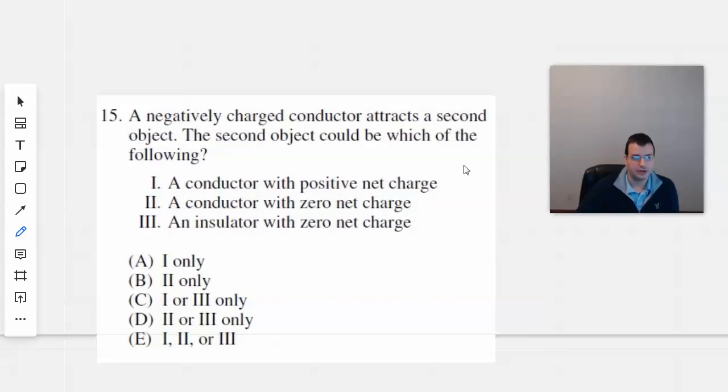All right, 15, last one. Hold on, like 2 minutes, maybe 4. I'm slow in talking with these. A negatively charged conductor attracts a second object.